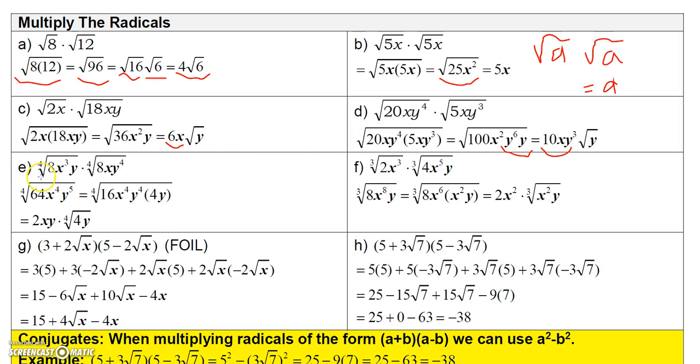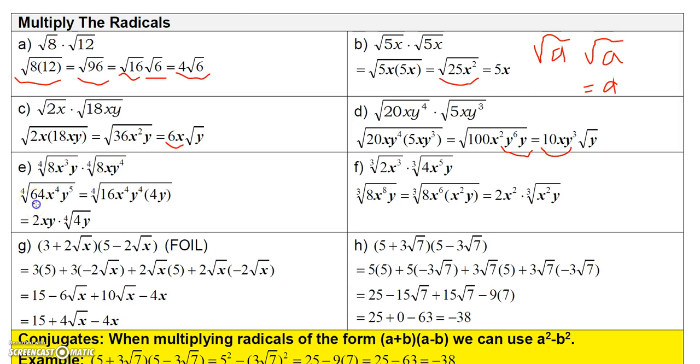Now over here I have fourth root radicals, and of course I can't use the property that I'm using if I have a fourth root radical times a cube root radical. That's a bit more complicated, but since these are both fourth root radicals, I can multiply them the same way I've multiplied the last examples. So this will be the fourth root of 8 times 8, which is 64, and then x cubed times x is x to the fourth, and then y times y to the fourth is y to the fifth.